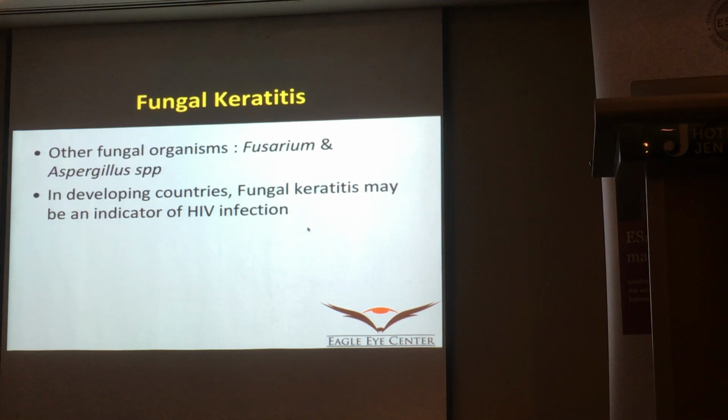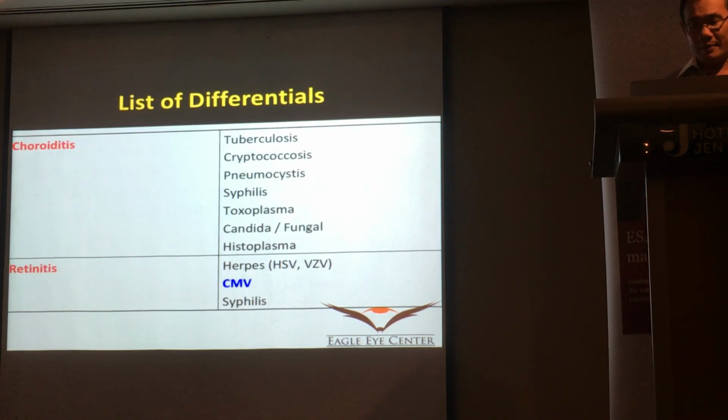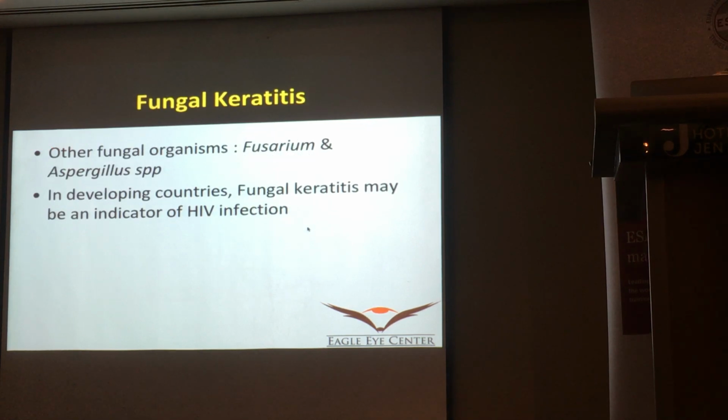Fungal keratitis: other fungal organisms include Fusarium, Aspergillus. So in developing countries, if you actually get a fungal keratitis, just be wary. It could also represent an HIV infection. Of course, if you're working in the fields, on the farm, you could have caught it from those kinds of areas. If you're not, then beware. It could also be an indicator for HIV or immunocompromise.